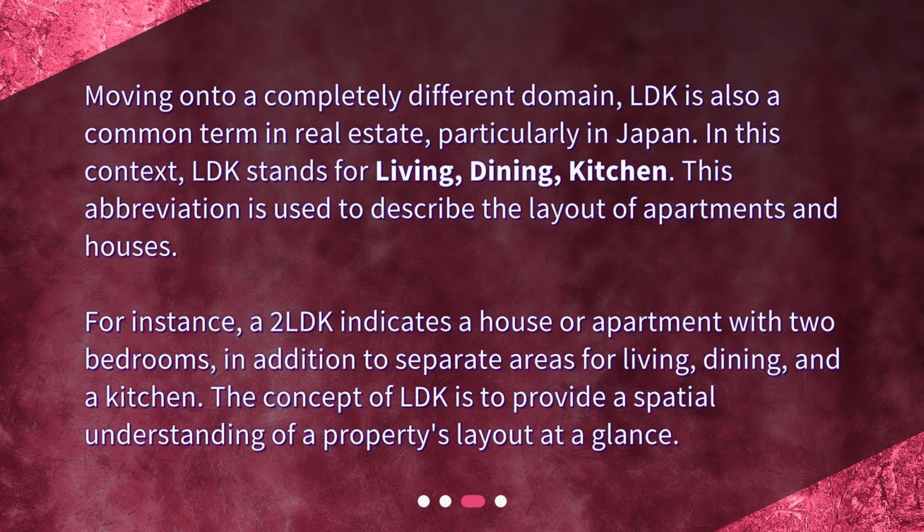For instance, a 2LDK indicates a house or apartment with 2 bedrooms, in addition to separate areas for living, dining, and a kitchen. The concept of LDK is to provide a spatial understanding of a property's layout at a glance.